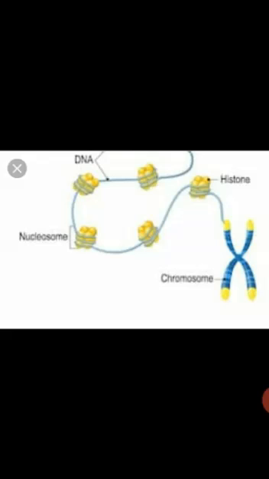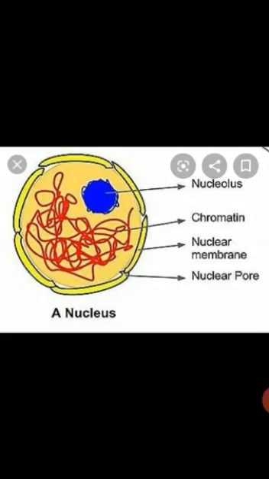So when a cell starts dividing, the tangled mass of the chromatin material condenses and forms long thread-like, rod-like structures which are called chromosomes. So before the cell division, the chromatin material gets condensed and forms rod-like structures called chromosomes. So chromosomes are made up of chromatin.